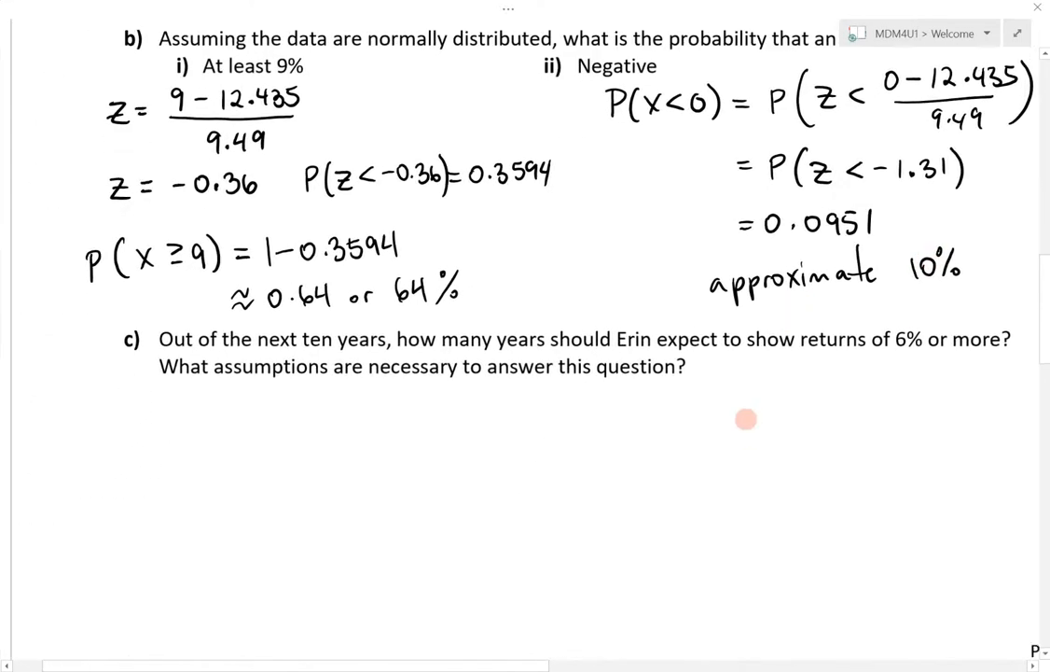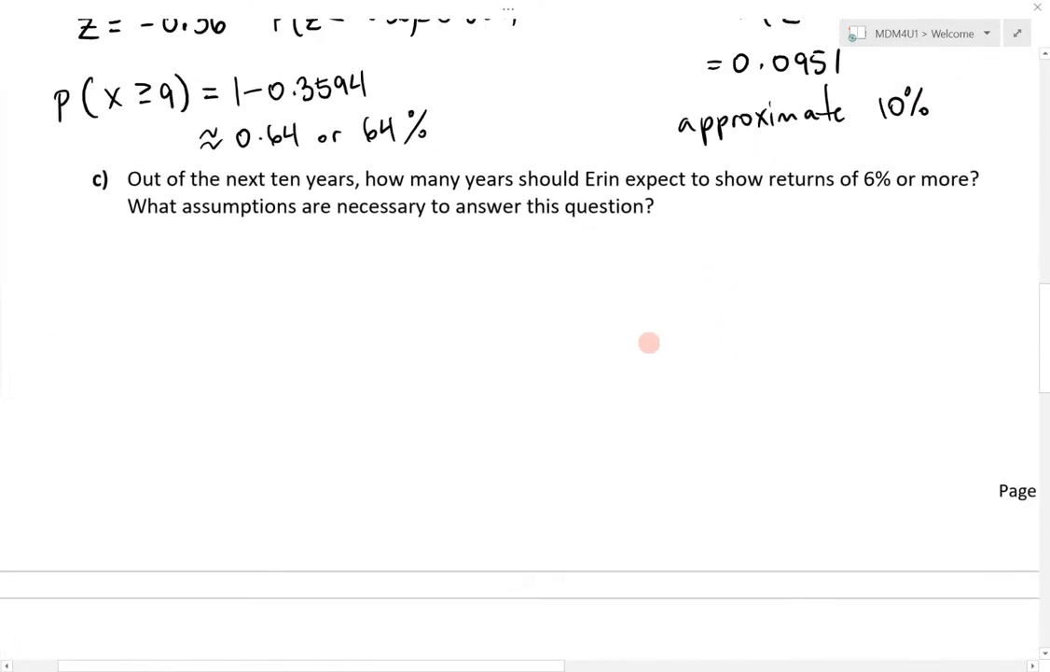Okay. Part C: out of the next 10 years, how many years should Aaron expect to show returns of 6% or more? What assumptions are necessary to answer this question? So, 6% or more. What's the probability? The question is, what is the probability that the rate of return x is greater than 6?